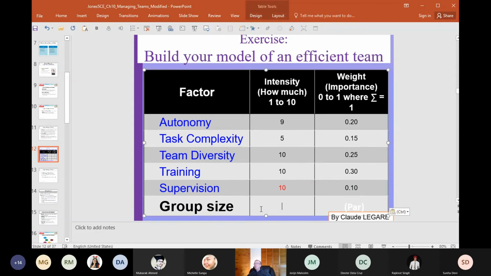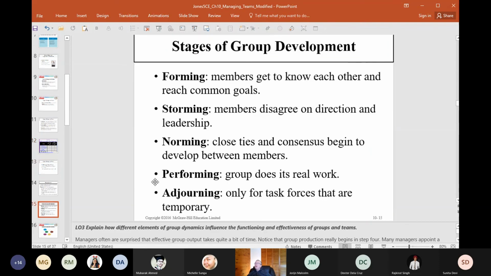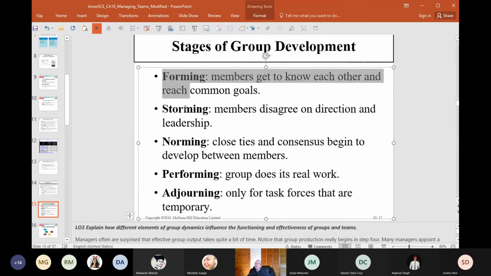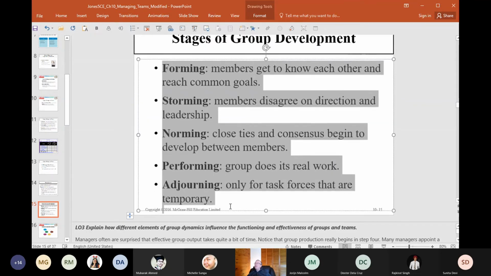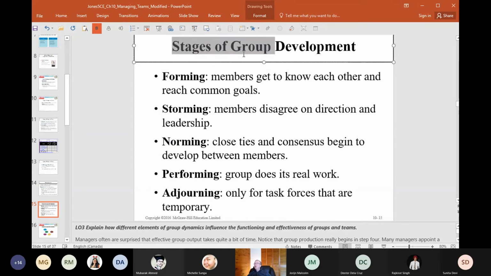But sometimes you need big teams anyway because the project is very complex. Okay. So there are stages in group development that are very important. If you want to have a team to be efficient, you have to look at how the teams evolve, right? Teams are not static; they are dynamic, and there are stages: forming, storming, norming, performing, and adjourning are the stages of a group development.